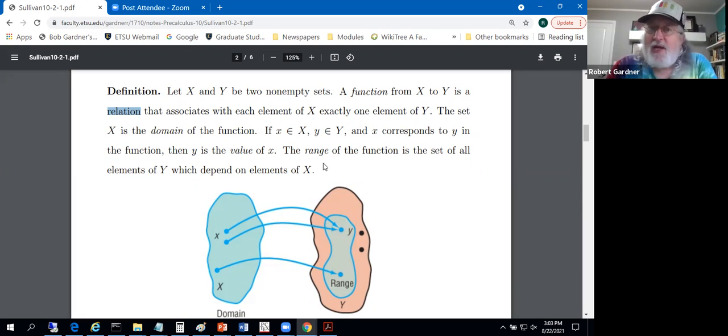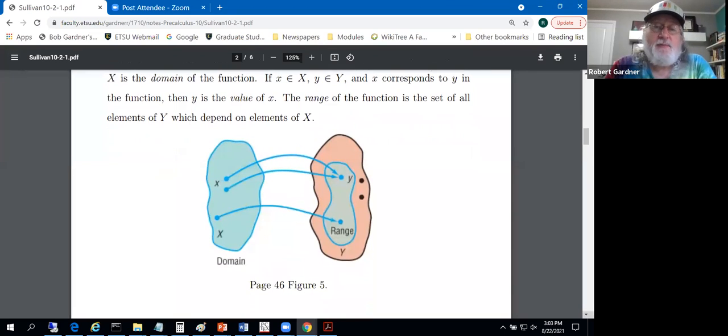And we've defined range. So in terms of a picture, and using arrows to represent the correspondences, we get something like this. The domain consists of these 3 points right here. They've labeled this one X. Here's the set Y. Set Y is not the range of the function. Set X is the domain.